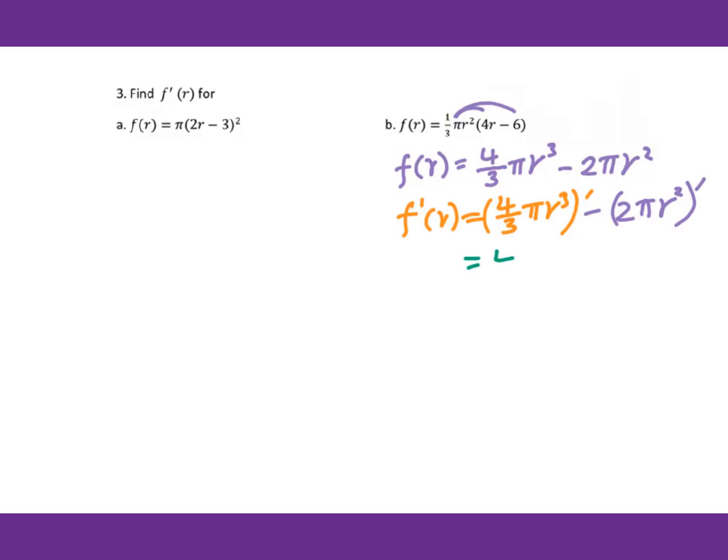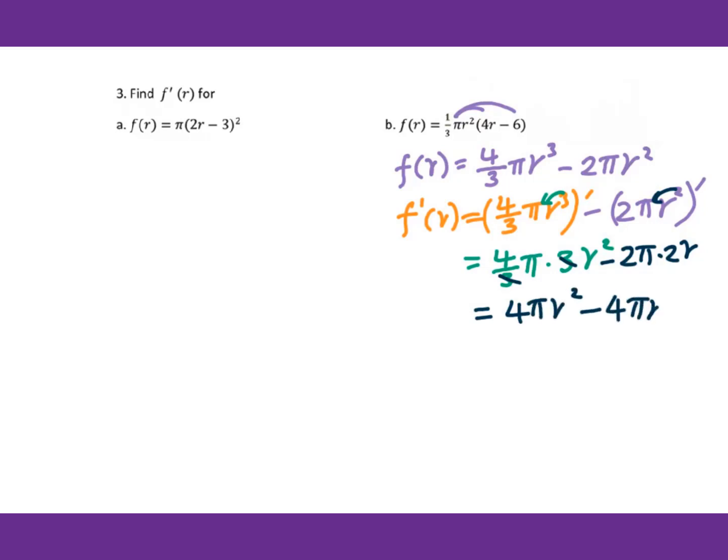Using the power rule, 4 over 3 pi counts as a constant. So drop down, that's 3r squared. Drop down minus 1, that's the rule. So minus 2 pi, drop down, times 2r to the first power. We organize and reduce. You will get 4 pi r squared minus 4 pi r.